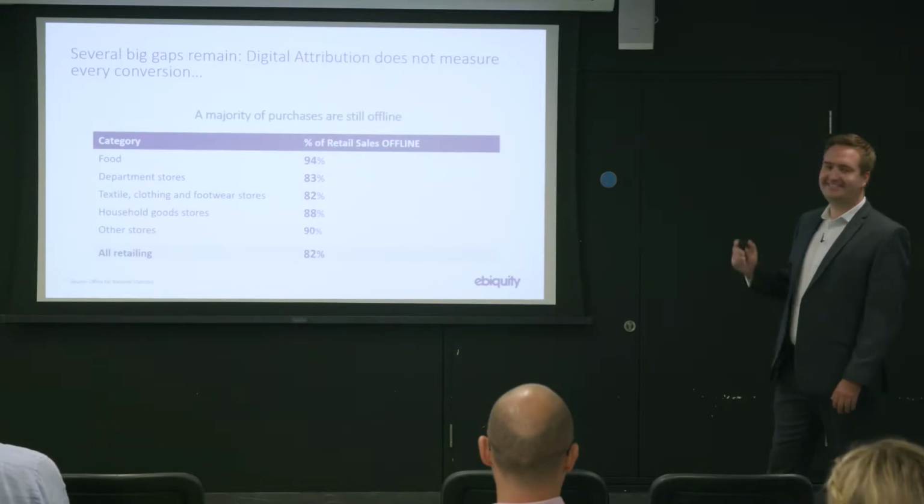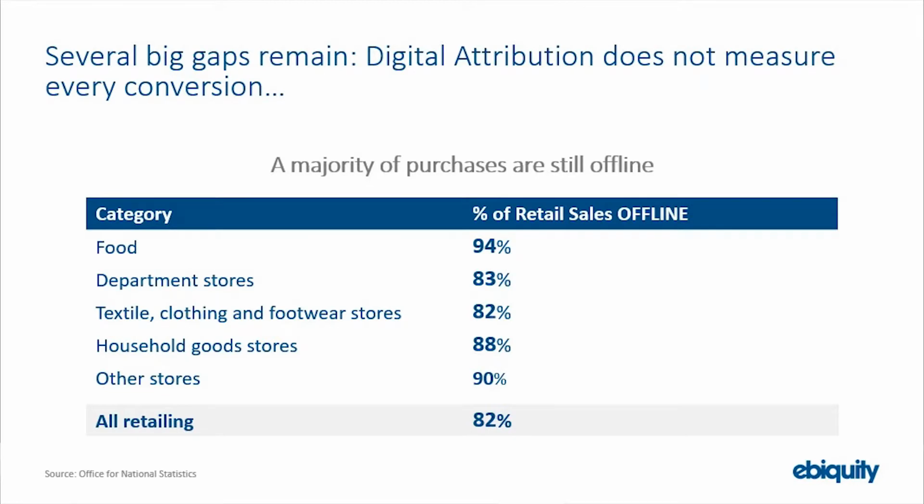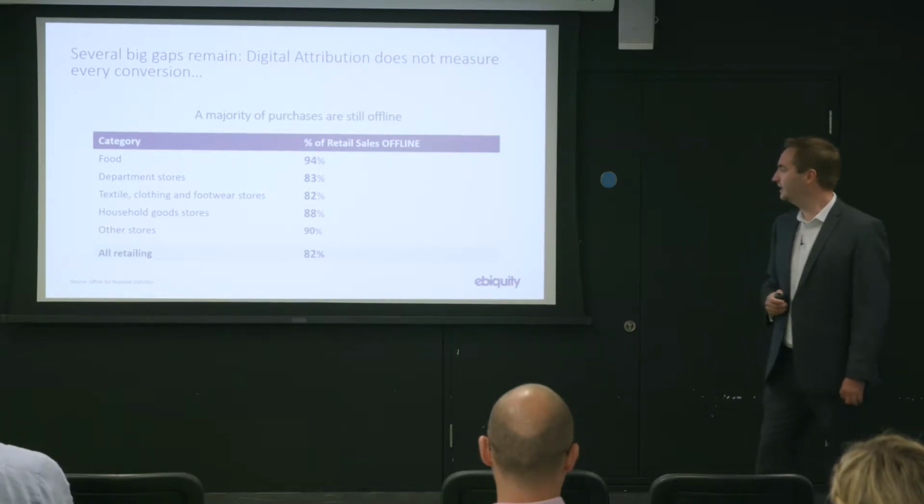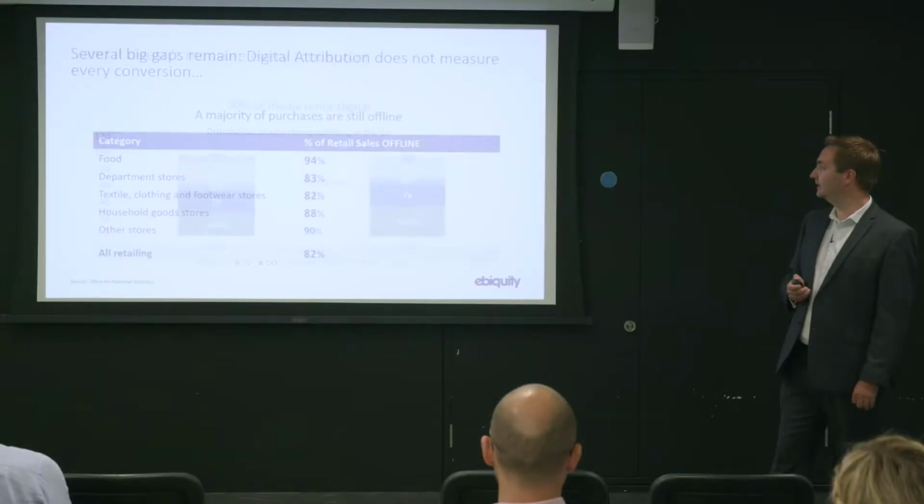Does it dig down to the detail? Yes. Does it understand what's happening online? Yes. The challenge, however, is that as much as online is growing, not all of our business is online. When we look at retail as an example, 80% of retail is still offline. It's still on the high streets, in the store. Digital attribution is therefore only focusing on 20% of your activity, even if you are 100% online.